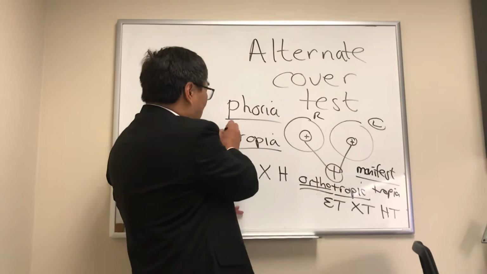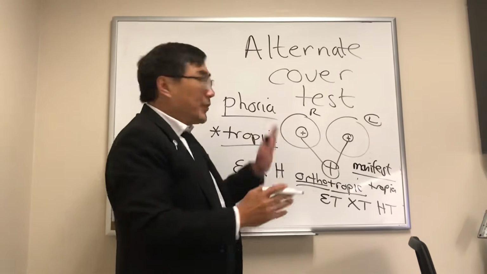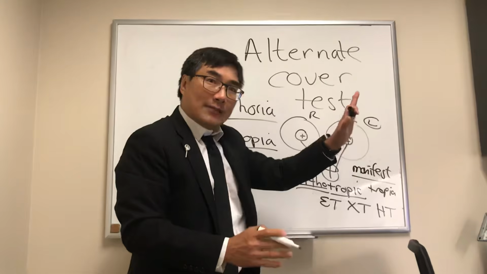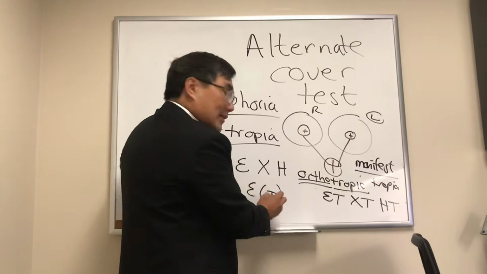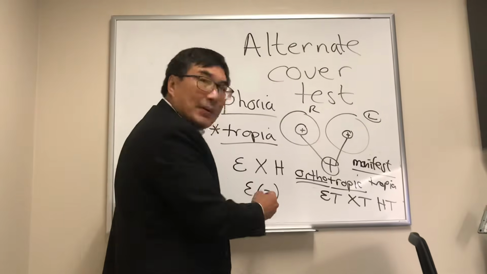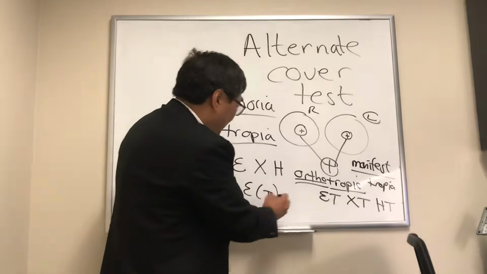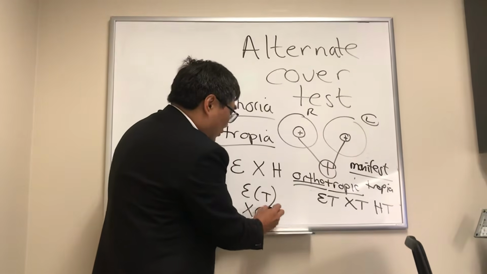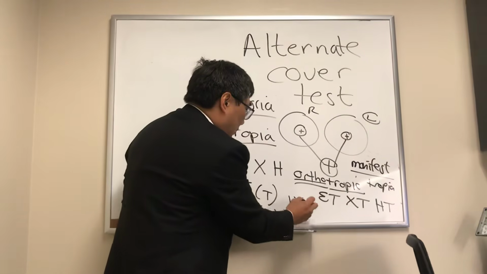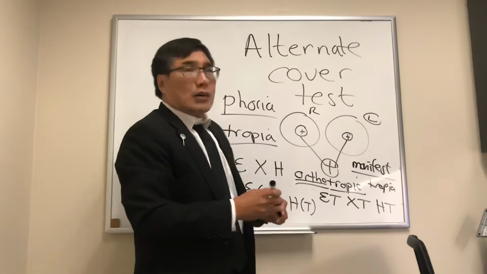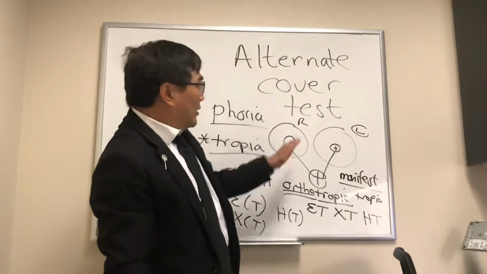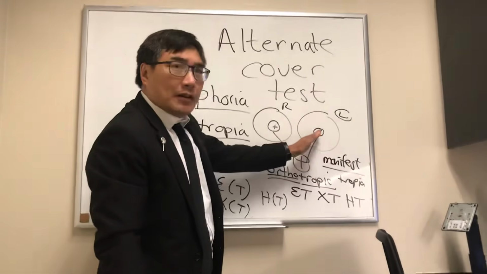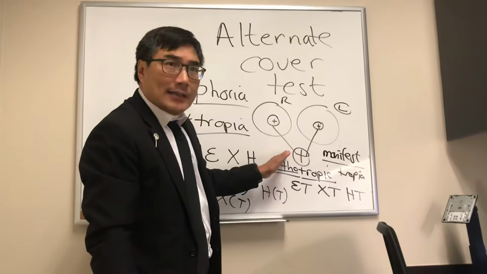And if they become intermittently tropic with the alternate cover test, and now they have double vision and they're unable to fuse, then that we call an intermittent esotropia, and we signify that by putting parentheses around the T, and it might be intermittent exotropia or an intermittent hypertropia. So, in summary, both the cover test and the alternate cover test are taking advantage of the fact that both of our foveas want to be maintained on the target.